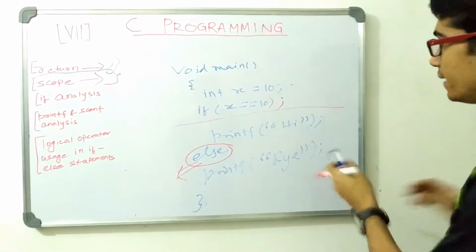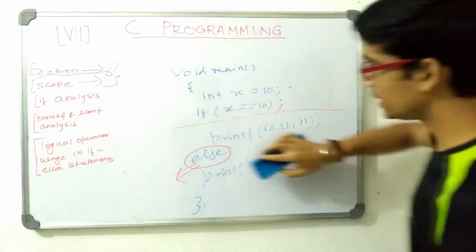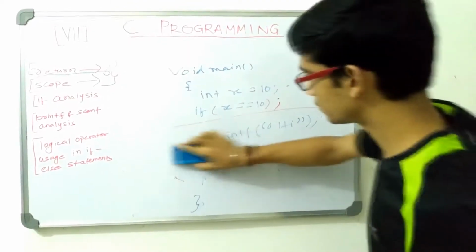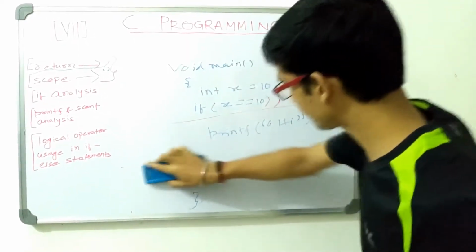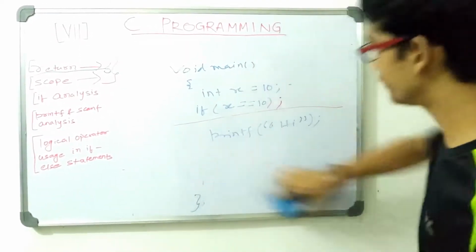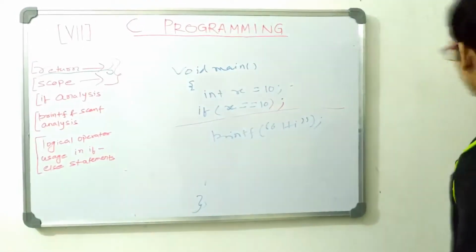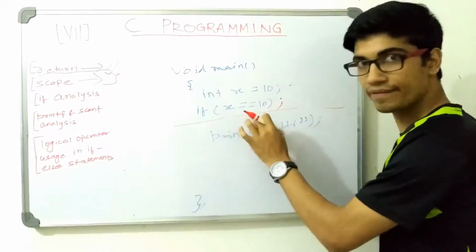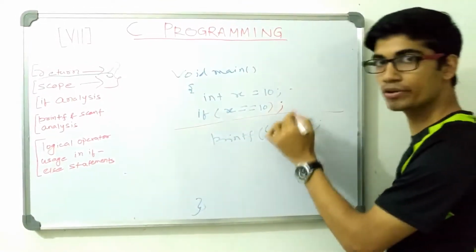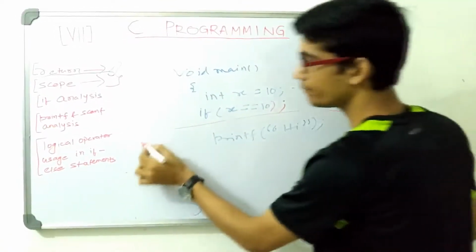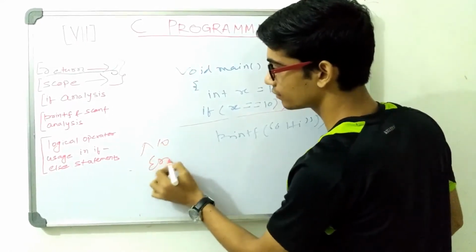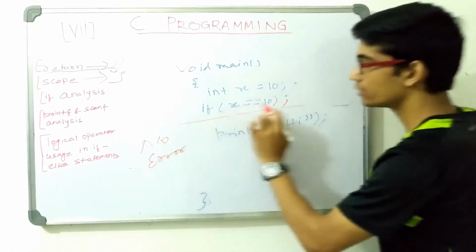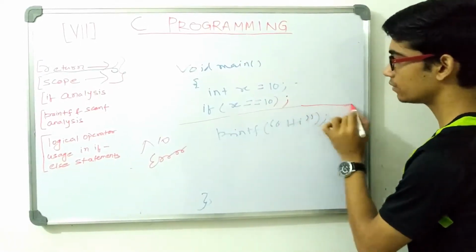Okay, and let me tell you what will happen if I erase this one. See, if I erase this one, then the compiler is not going to throw you an error. If there is no else, only if is there, then the compiler will not throw you any error. No error will be thrown. Why? See what will happen. The scope of if is closed now.